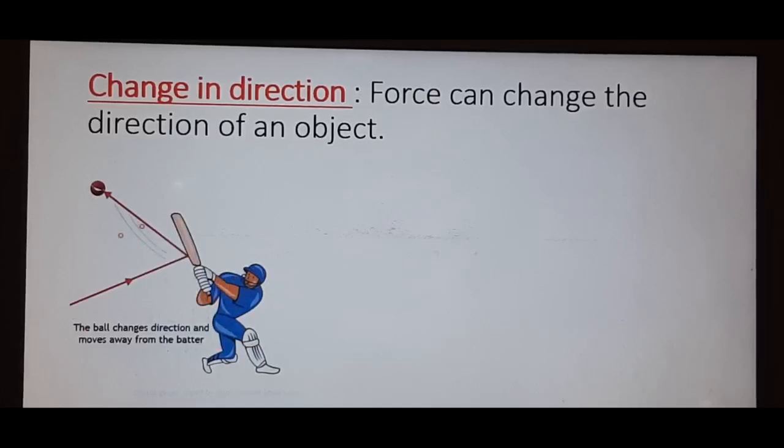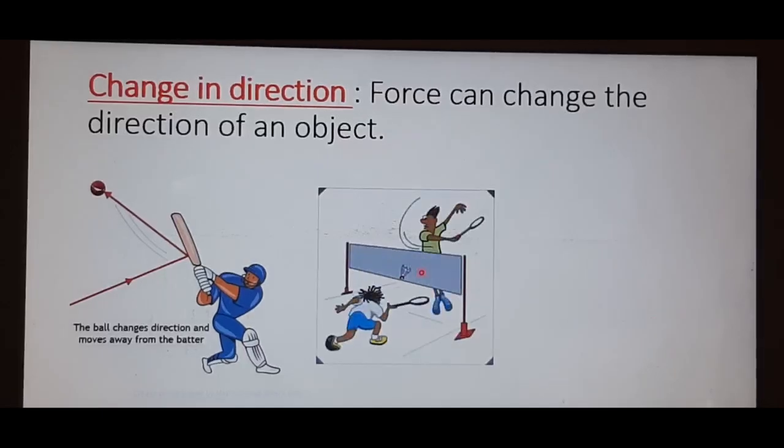See, a person is playing cricket and you can see with the help of this bat the direction of the ball is changed. I am sure every one of you has experienced this also, and you can see how on the application of force direction is changed. Next example, again similar, is playing badminton. You can see the direction of the shuttlecock is continuously getting changed on the application of force, and this force we are applying with the help of these rackets.